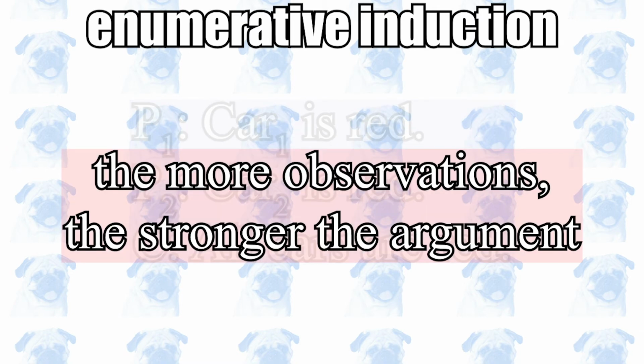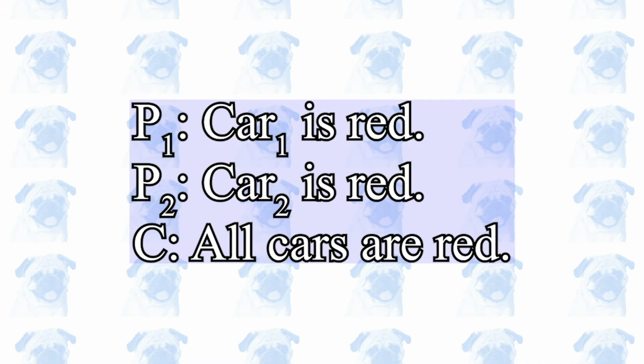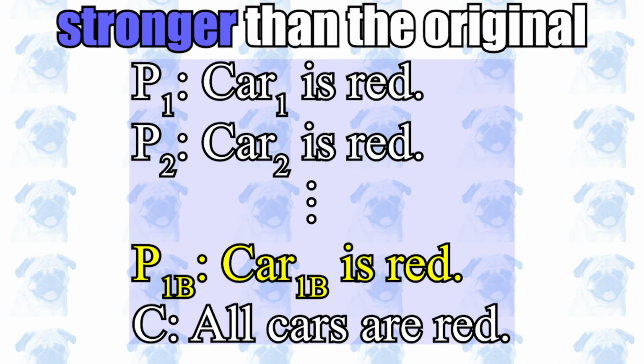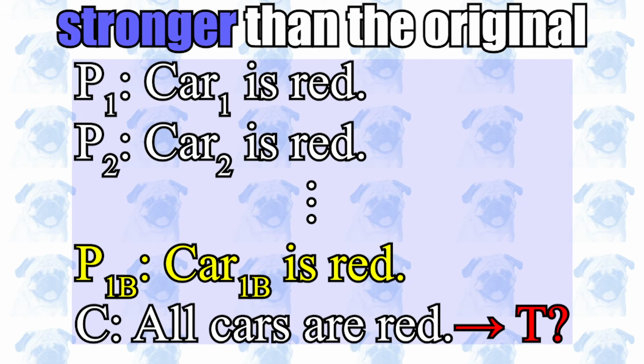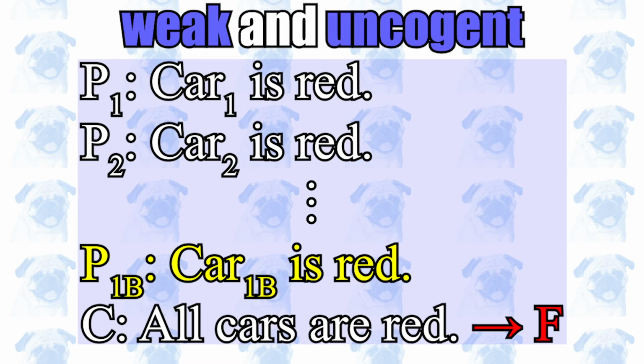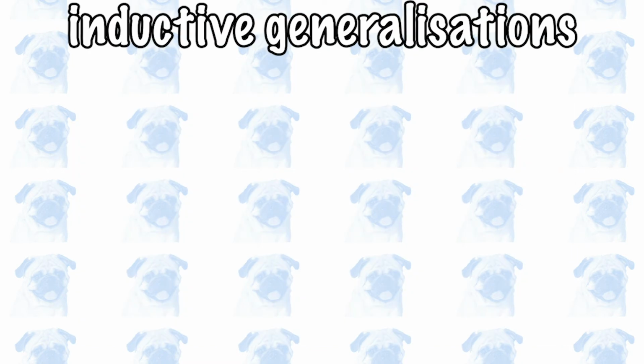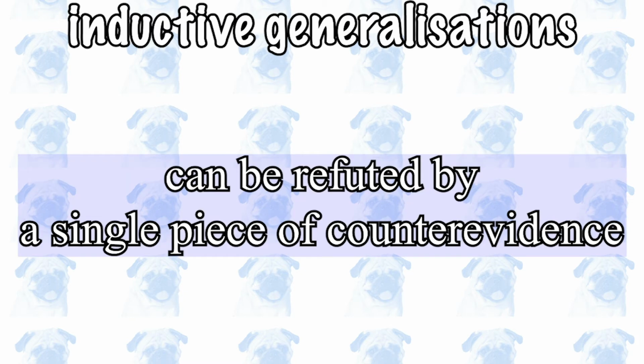An enumerative argument generally gets stronger as the number of observations increases. For example, if the number of observations reaches, say, 1 billion, then you might be more willing to concede that the conclusion is probable. However, even then, I doubt you'll be inclined to accept this argument, because your real-life experience tells you that there exist non-red cars. In general, inductive generalizations are difficult to maintain, because a single piece of counter-evidence is sufficient to refute it.